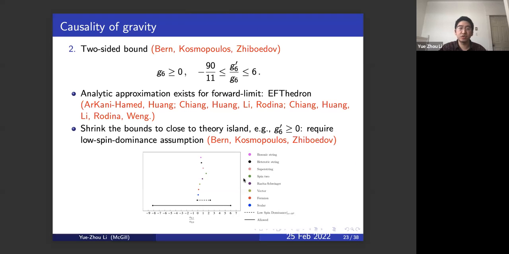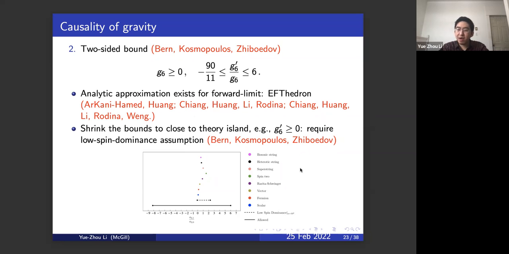Using the null constraint, one can actually derive the two-sided bound. This is an example from this paper by Bellazzini, Kosmopoulos, Chibodov. It gives a bound that G6 must be positive, of course, and it has a two-sided bound for G6 prime over G6. And this thing is actually understood by analytic approximation at the forward limit. That means they don't use SDP to do numerical stuff. They use an analytic procedure to derive the same bounds. And this tool is called EFT-hedron, first proposed by Arkani-Hamed, Huang and Huang, and later developed by some other people.